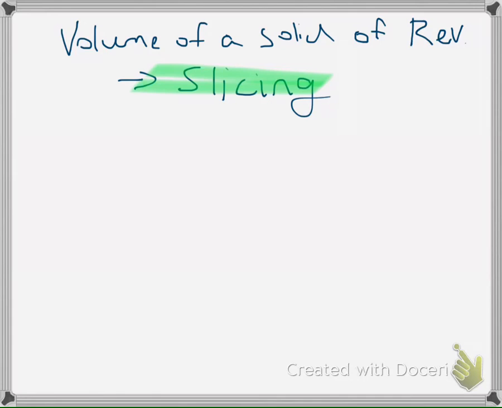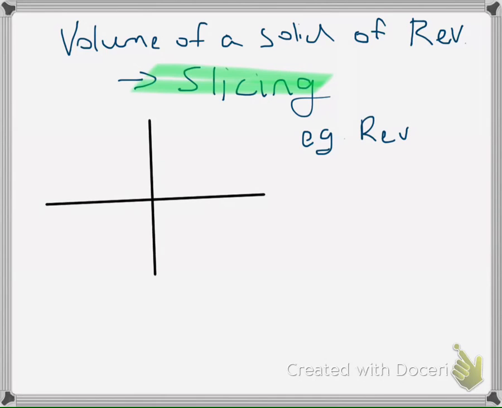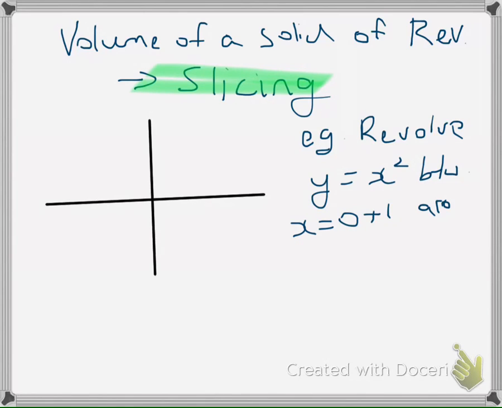So let's take the volume, let's see, revolve y equals x squared between x equals 0 and 1 around the x-axis.